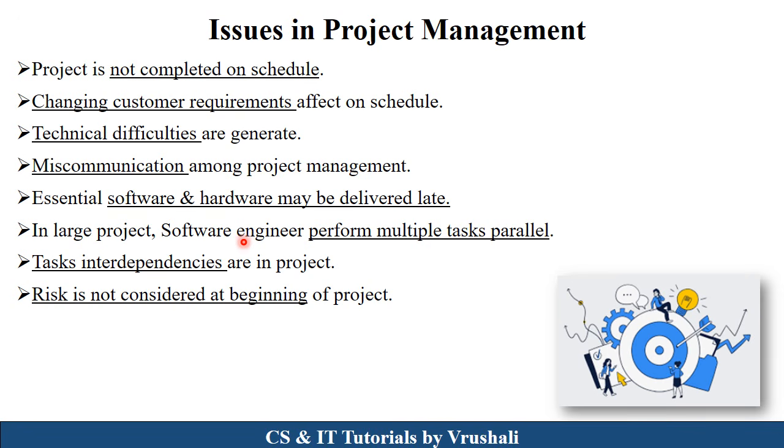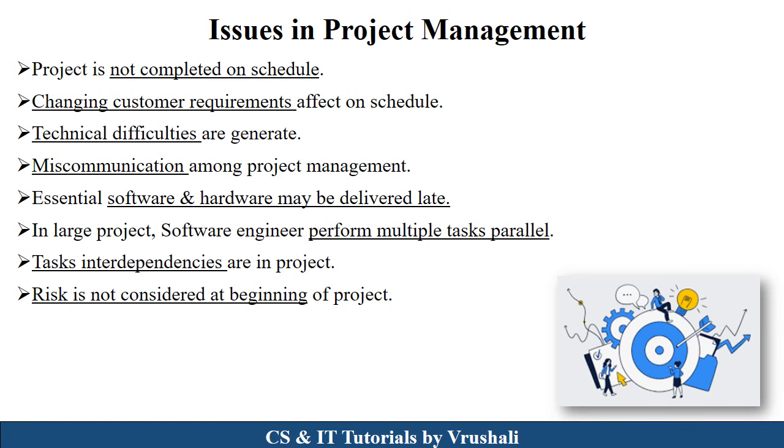In a large project, software engineers perform multiple tasks in parallel. There are task interdependencies, or the project is complex. Or sometimes in some software models, risk is not considered at the beginning of the project. So these are the different reasons why your project is not completed on schedule. To solve all these types of issues, project scheduling is there.